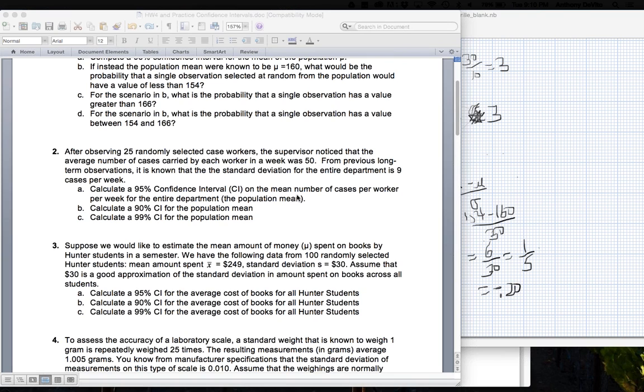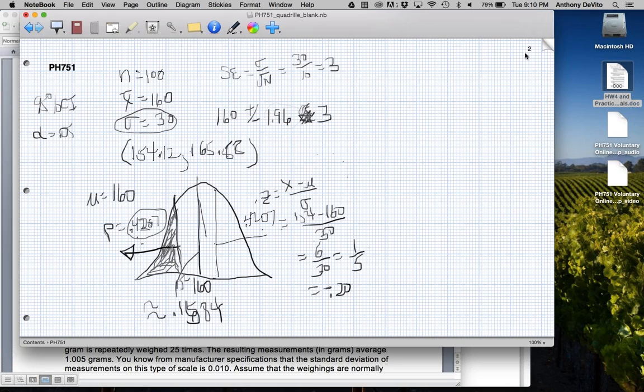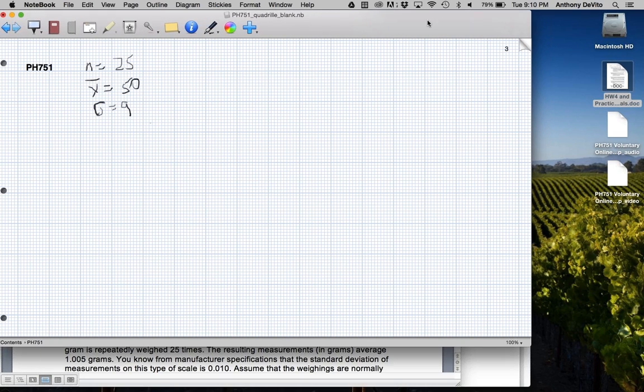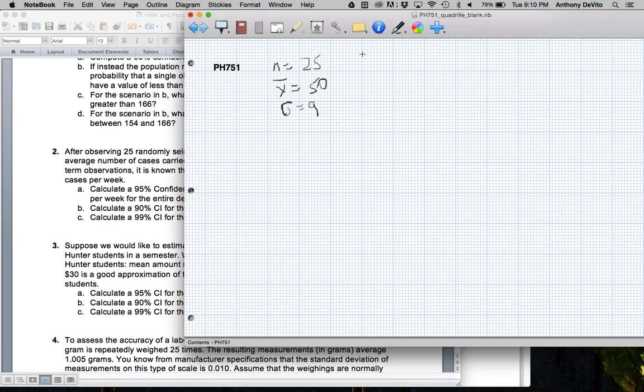Calculating 95% confidence for the mean number of cases per caseworker per week for the entire department. We think it's going to be around 50 because that's the mean that we got when we randomly selected 25 caseworkers, but we know that's our sample mean, so that's not necessarily the population mean. But now we want a confidence interval for a population mean. So let's see how we're going to handle this.